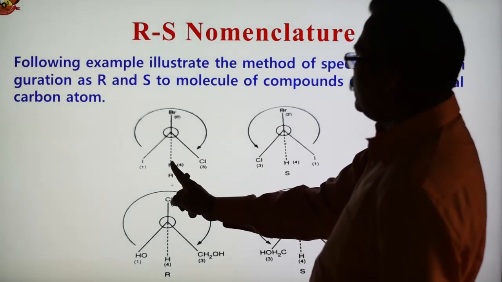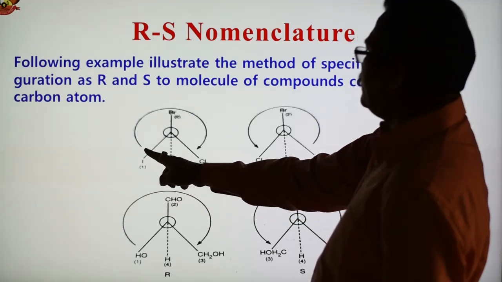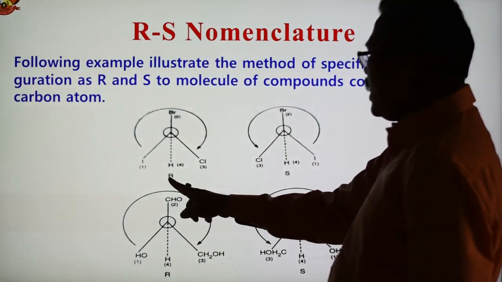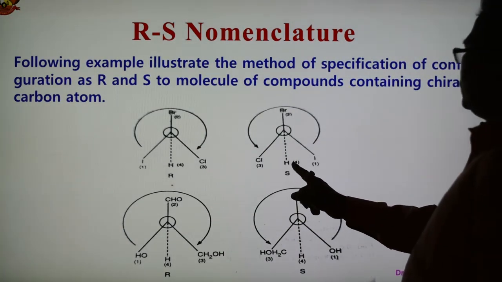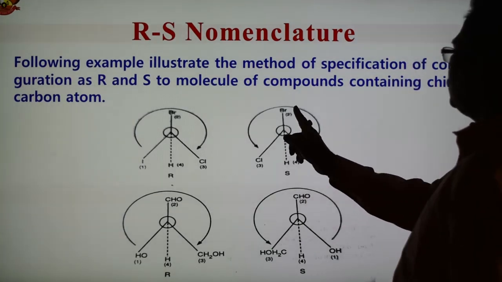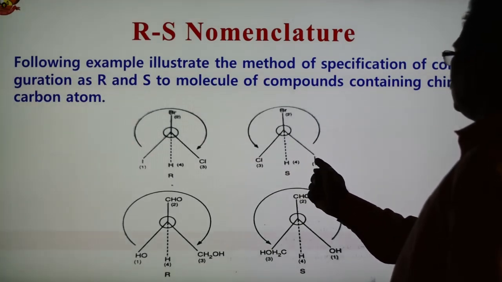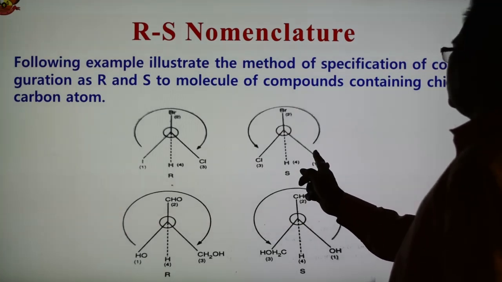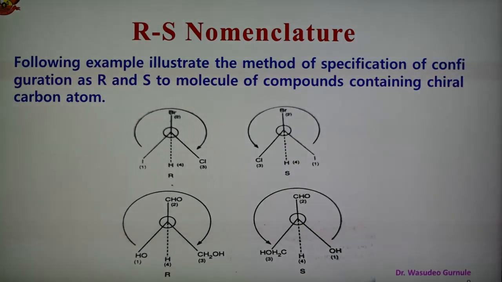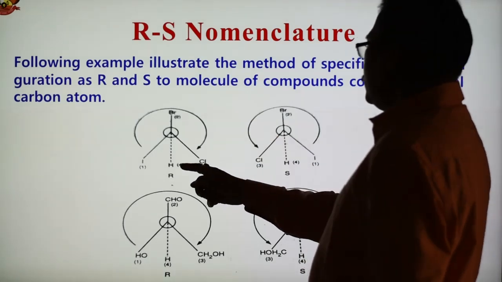Since the lowest one is shown away from us, and in decreasing order 1, 2, 3, we move clockwise. So it is R. In this case, this is 4 again, shown by dashes. It is away from us. Now this is 1, this is 2, and this is 3, and according to decreasing order of polarity 1, then 2, then 3, in this way it is now S, left. Our eyes are moving left. So this is shown as the clockwise direction and this is anti-clockwise. So this is R and this is S.